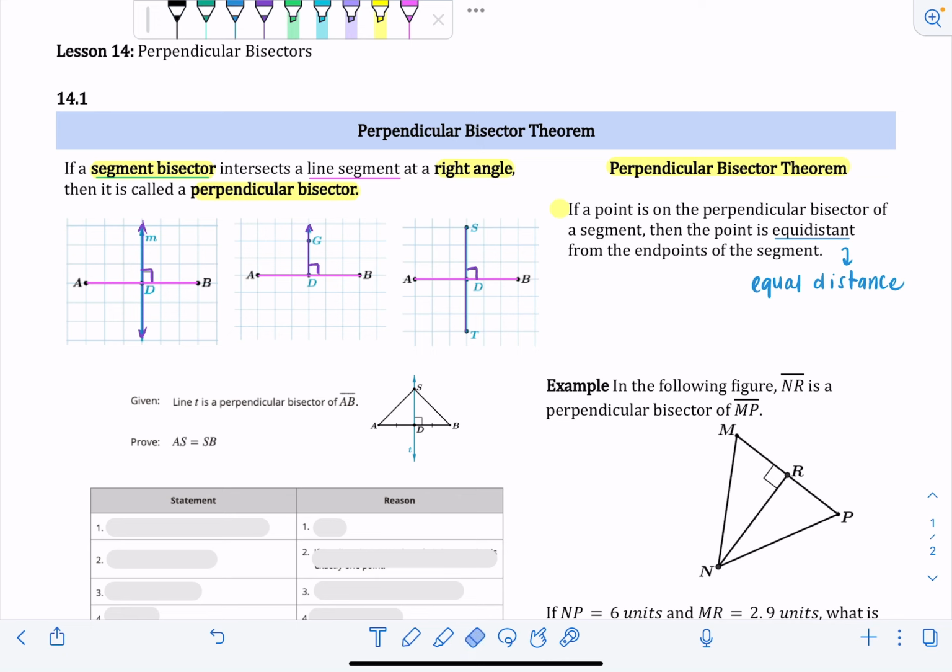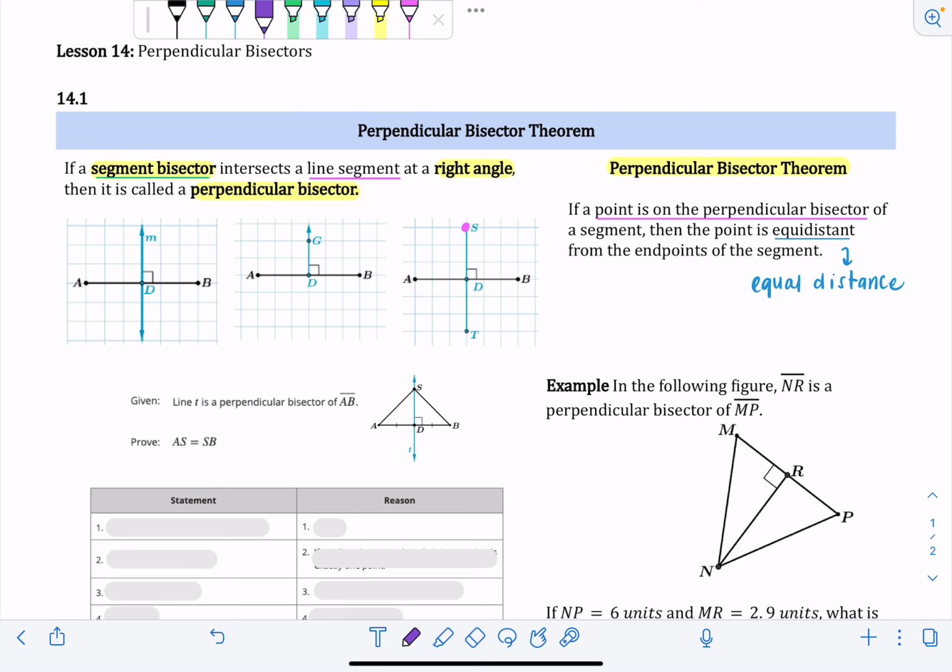So I just want to dissect what that theorem is saying now. It says if a point is on the perpendicular bisector of a segment, so going back to one of our perpendicular bisectors, it doesn't matter which one, we'll just find a point on there. So let's say it could be point S, it doesn't have to be, it could be any point on that bisector. I'm going to go ahead and just use point S because it's already on there.